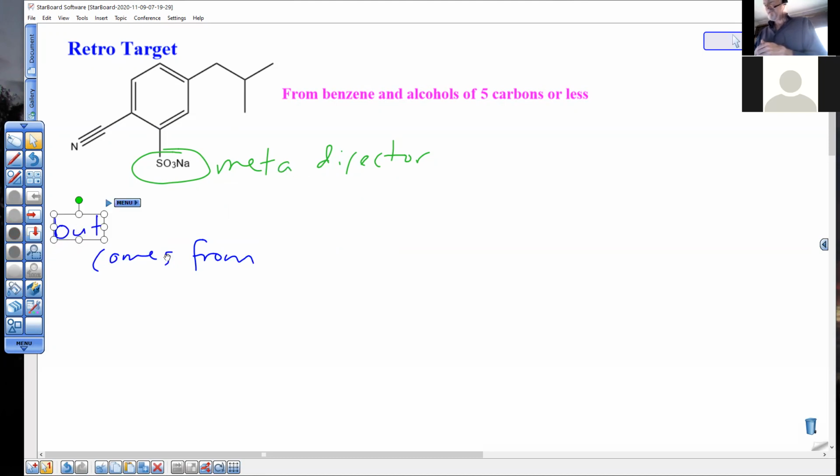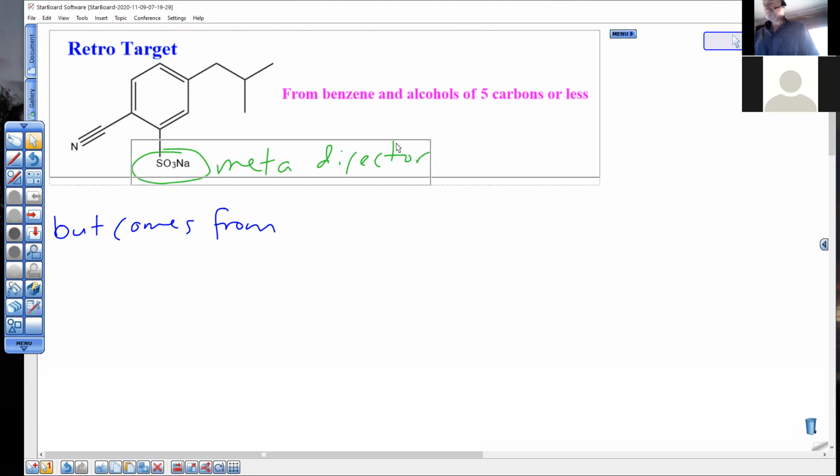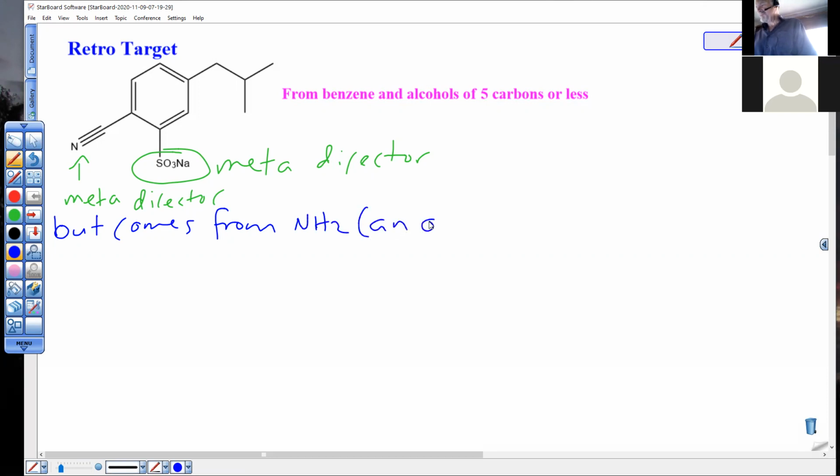The sulfonate comes from sulfonic acid, which is a meta director at all times. And this one here, whoa. Looks like I can't grab that comment. It's okay. Meta director, we're talking about this group here, the cyano, but it comes from an aniline, which is an OP director. OP, ortho-para.